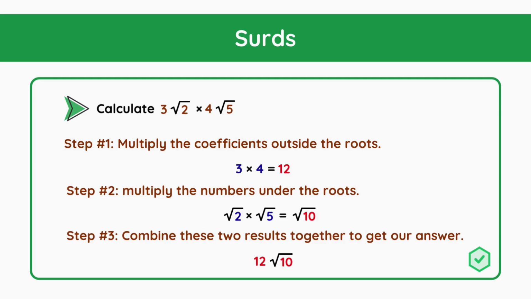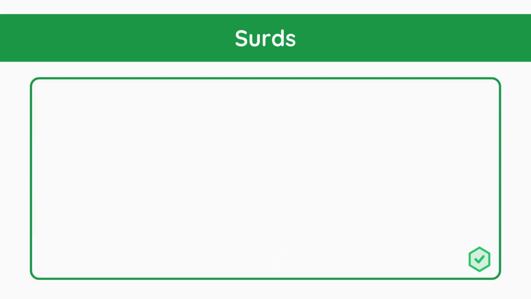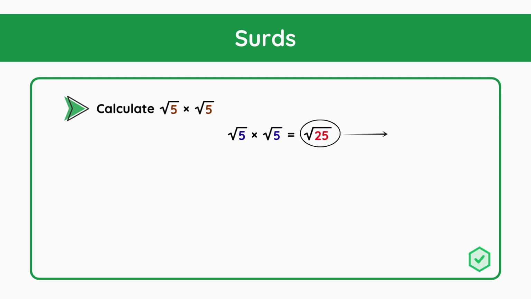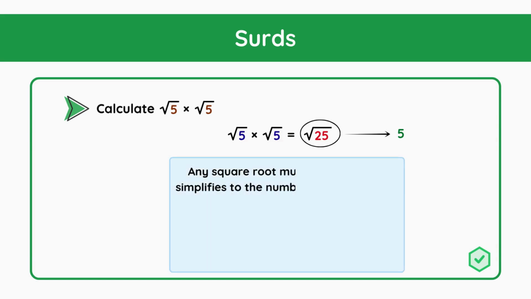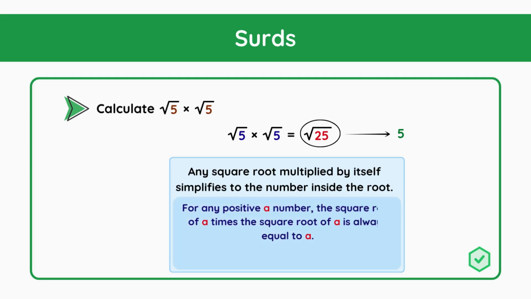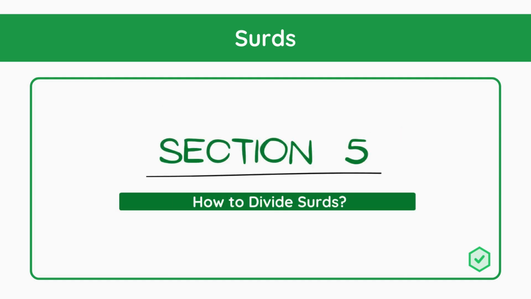There is also a special case you must remember for exams. What happens when we multiply a surd by itself? For example, let us calculate square root of 5 times square root of 5. If we apply our multiplication rule, we combine them under a single root, square root of 5 times 5, which equals square root of 25. Since 25 is a perfect square, this simplifies exactly to 5. As a general rule, any square root multiplied by itself simplifies to the number inside the root. For any positive number a, the square root of a times the square root of a is always equal to a.